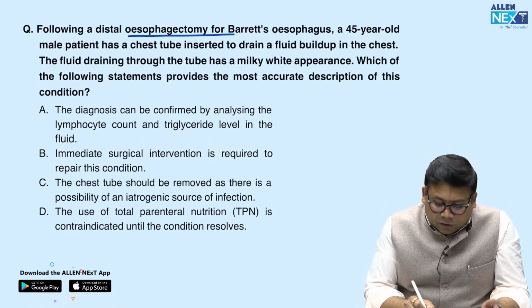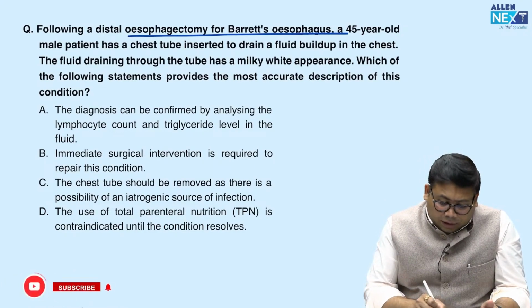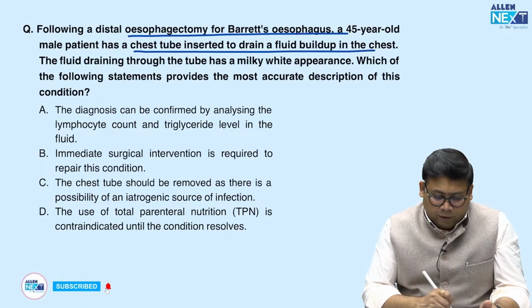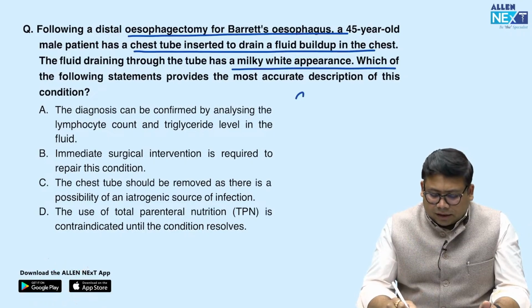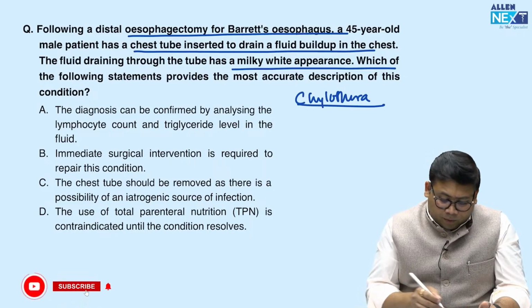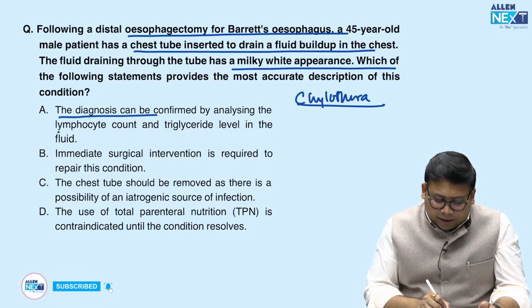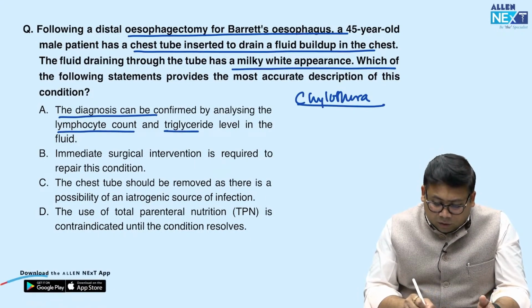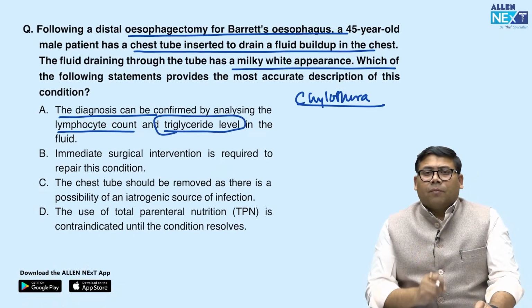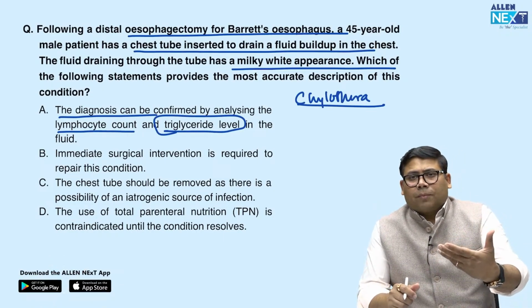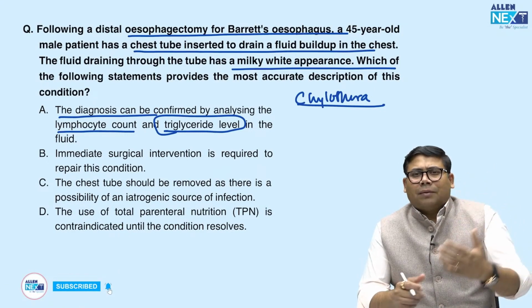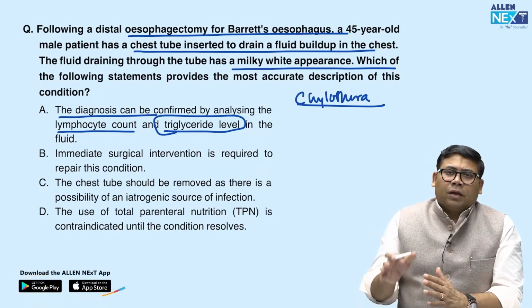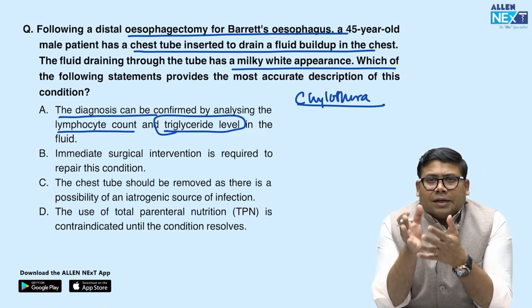Next is a distal esophagectomy for Barrett's esophagus. Chest tube inserted to drain the fluid. A white milky appearance of the content of the drain was seen, and this is nothing but chylothorax. So chylothorax due to thoracic duct injury. So diagnosis can be confirmed by analyzing the lymphocyte count. Yes, and along with that, triglyceride levels are very important. Sometimes you might also give butter to the patient, and when the patient takes butter, the triglyceride level should jump. So more than 3 times increase is actually definitely proving that yes, it's a chylothorax.